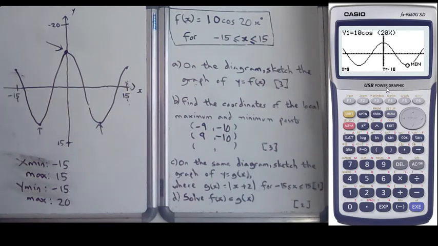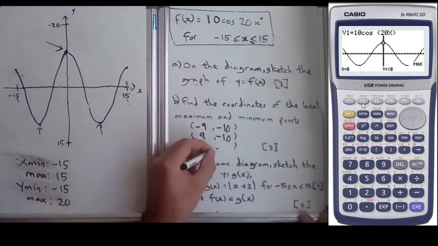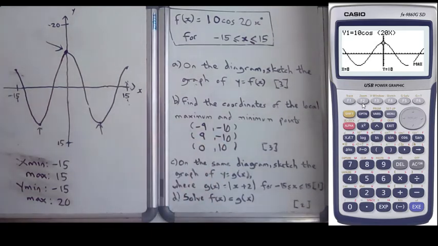Now for the maximum, I'm going to have to search for a maximum. So Shift G-Solve, and I'm looking for the maximum. And that is at 0, 10. And that, I think you'll agree, is quite an easy 3 marks.